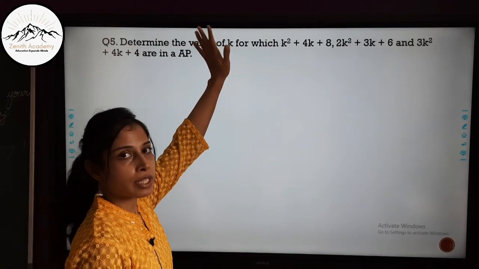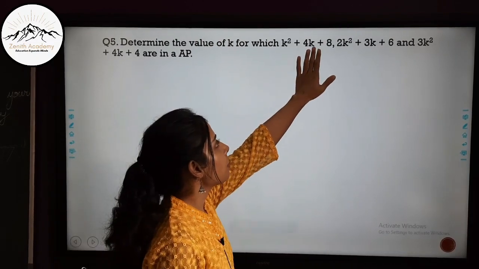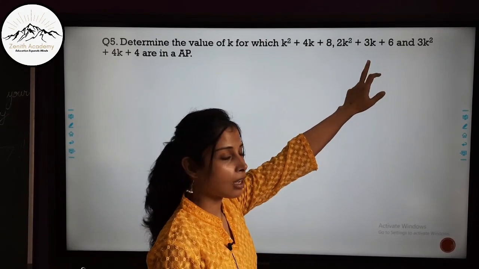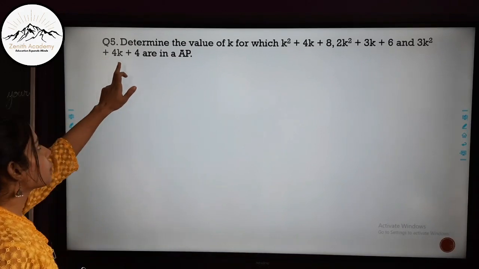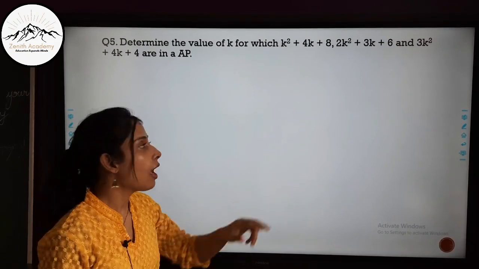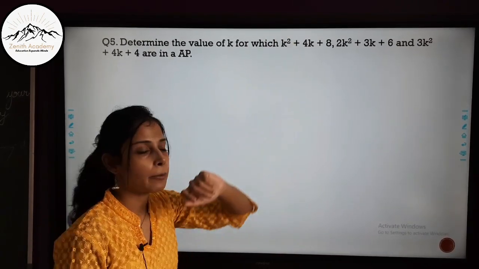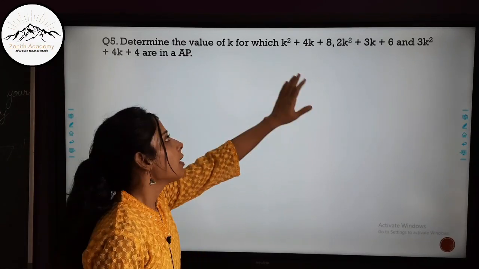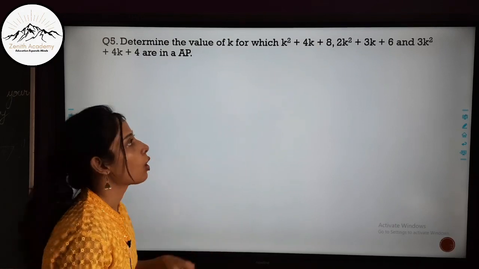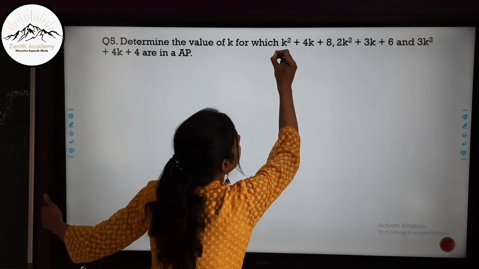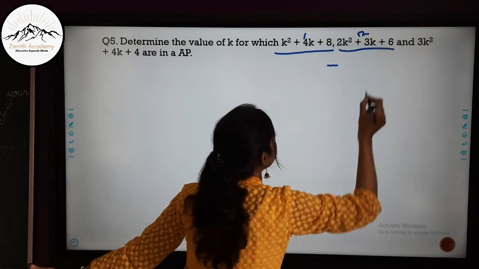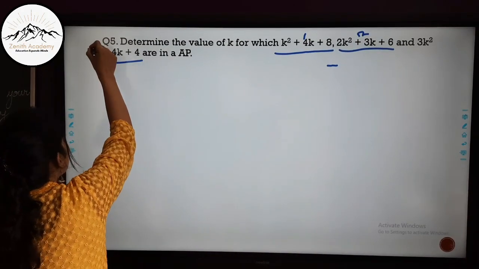Moving on to our last question. Determine the value of k for which k square plus 4k plus 8, this is one term, 2k square plus 3k plus 6, the other term, and 3k square plus 4k plus 4 are in AP. Now we have been given 3 terms in an AP and we need to find the value of k. Now we know a basic point that for any series to be in an AP, there should be a common difference. So this is our first term, this is our second term, and this is our third term.